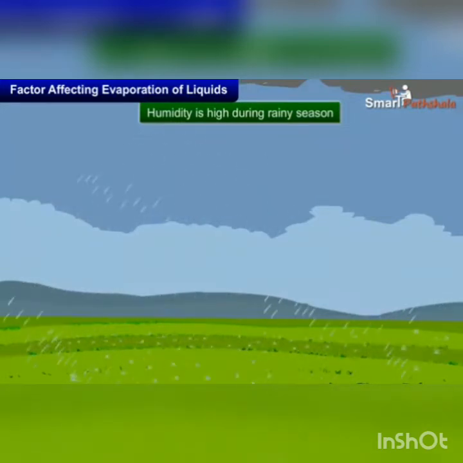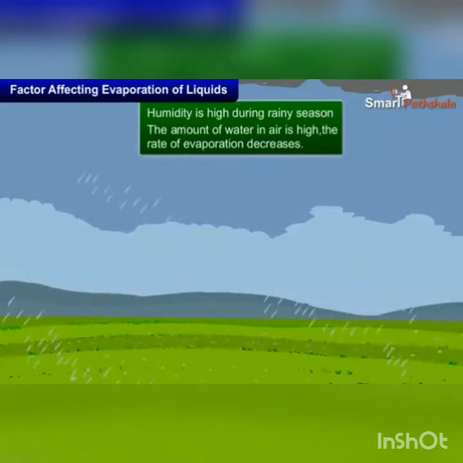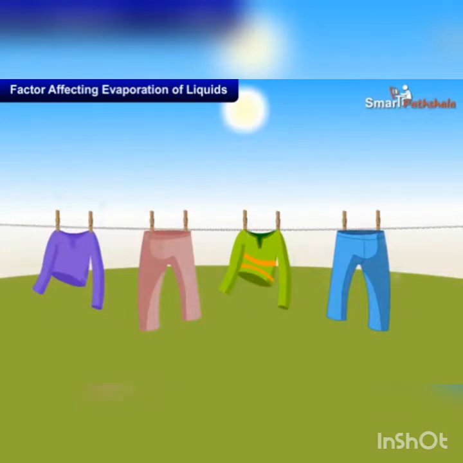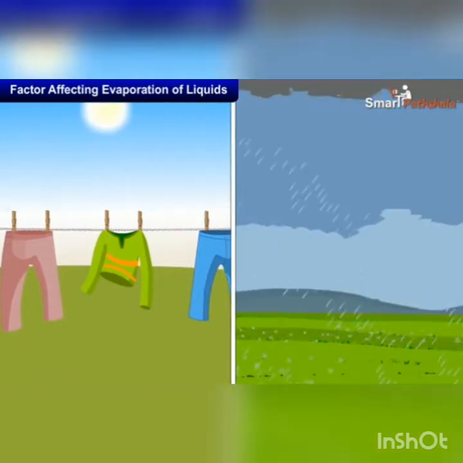The air around us cannot hold more than a definite amount of water at a given temperature. When the amount of water in the air is high, the rate of evaporation decreases. That is why clothes dry faster on a sunny day than on a wet or rainy day. This is because on a rainy day, the air is almost saturated with water vapor, so it will not be able to accept any more water vapor. As a result, the evaporation of water from a wet cloth will be slower.